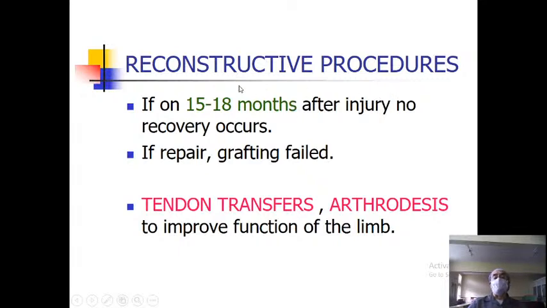So when do you do the reconstruction procedures? You should not be in a hurry. As soon as you get the patient in casualty, don't be hurried to do these procedures. This should be reserved for when the patient has no recovery after 15 to 18 months. This is like waiting for 1.5 years for the patient to regain complete nerve function. If the patient doesn't have any, then you should go for one of these procedures. And if the repair or the grafting is done and has failed, then you do these reconstruction procedures. And what are these reconstruction procedures? Tendon transfers and arthrodesis.